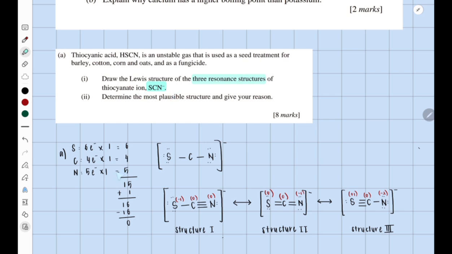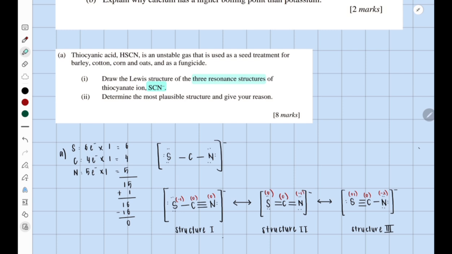First, we need to determine the number of electrons: S has 6 electrons times 1 equals 6, C has 4 electrons times 1 equals 4, and N has 5 electrons times 1 equals 5. The total is 15. Since the ion has a negative charge, we need to add 1, and the total is 16.